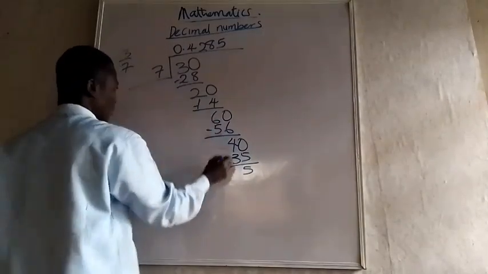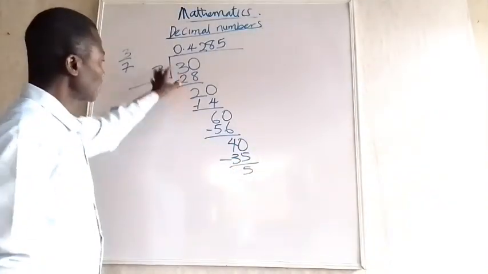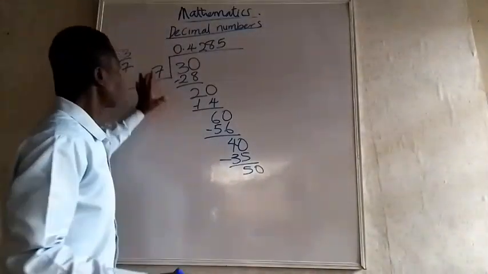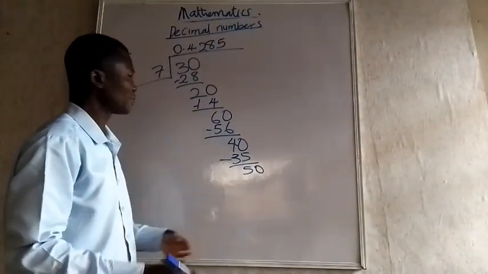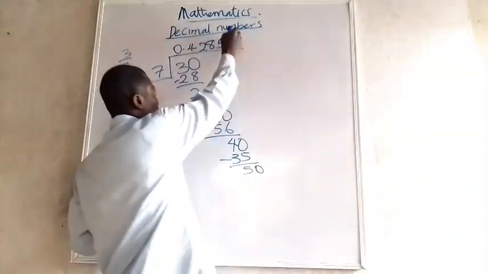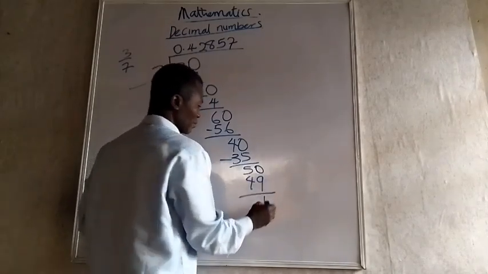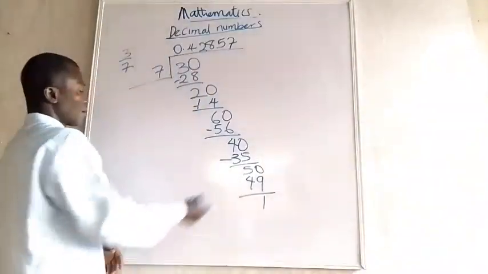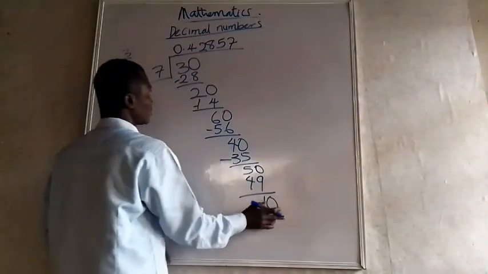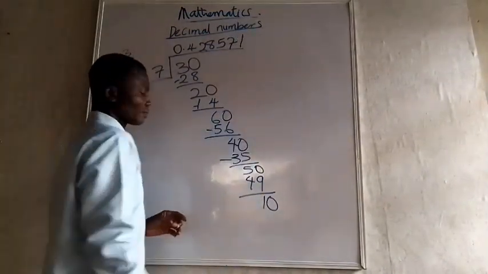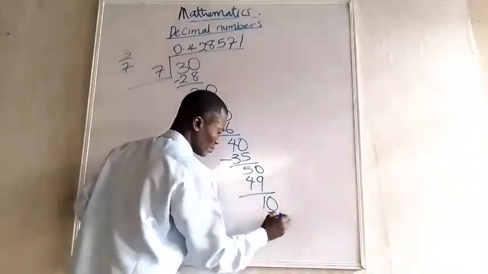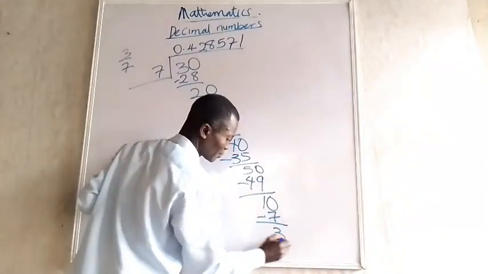I'm subtracting first. Take notes. I put another 0 here. 7 in 50, that is 7. 7 times 7 is 49. So I have 1 here. Put 0 again. 7 in 10, 1. 1 times 7, 7. I have 3.